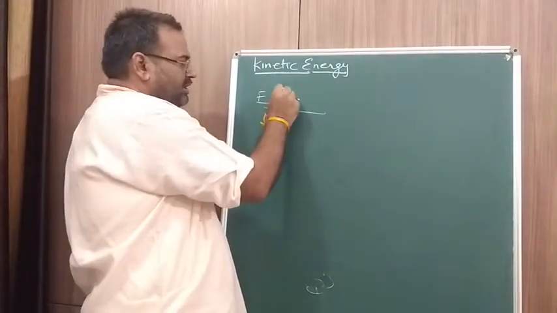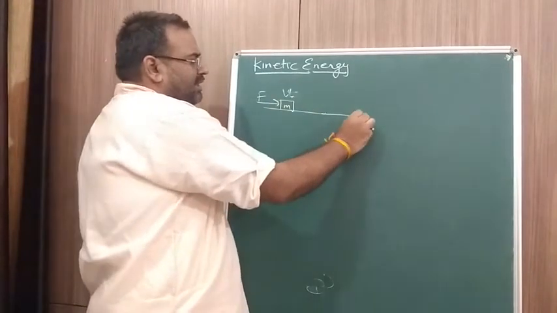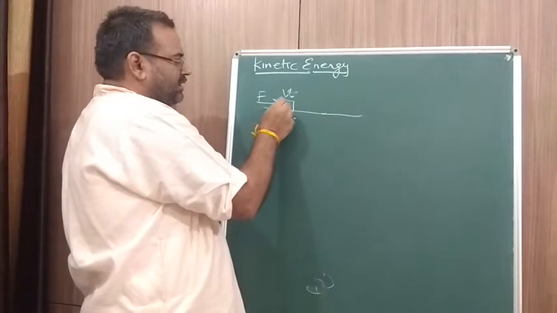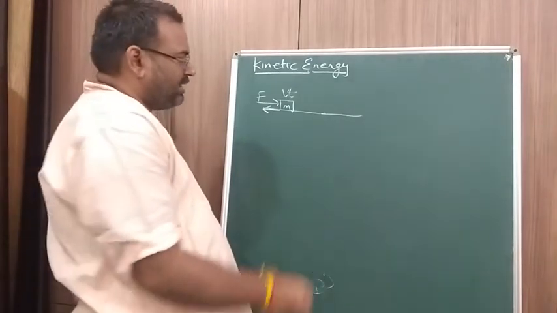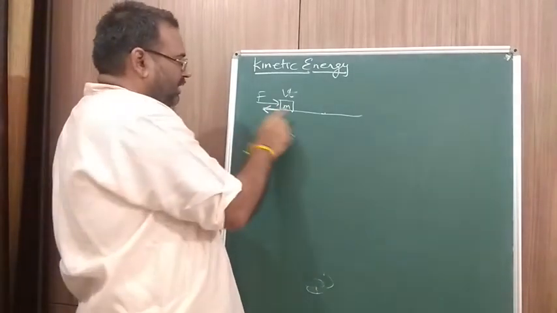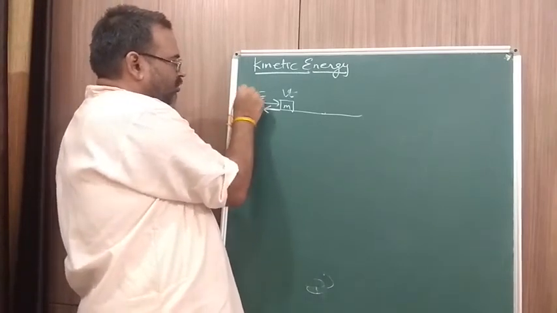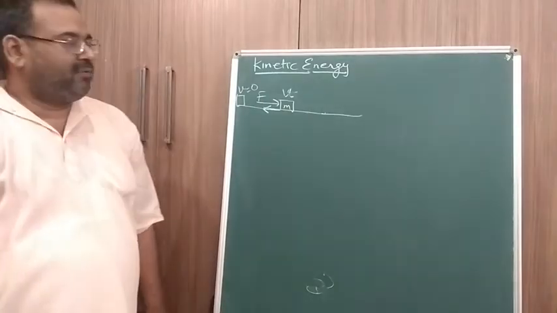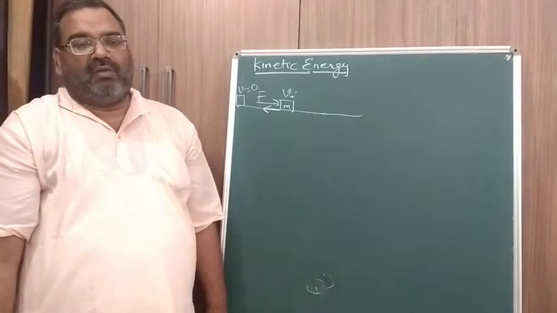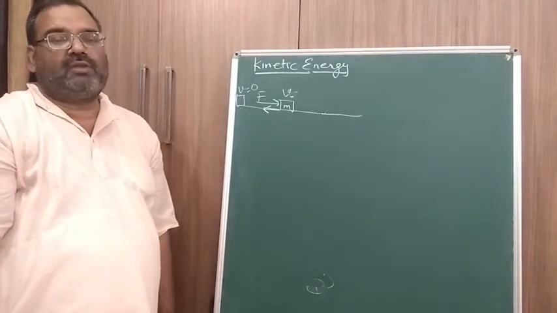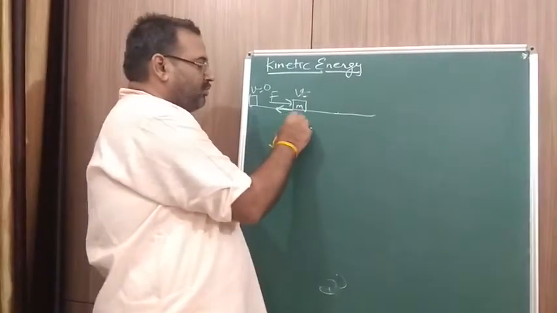Now this body is initially moving with the velocity u, in this direction. And there is a retarding force acting in the opposite direction, and it brings the body to a halt. So finally the velocity becomes v equal to 0. So there is a force acting on the object that is bringing the body to rest. Now what will happen? When the velocity changes from a certain velocity to 0, it does a certain amount of work. Let us calculate the work done by a body before coming to rest.